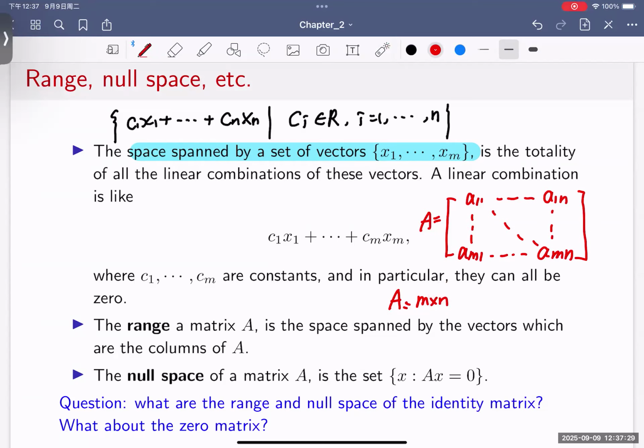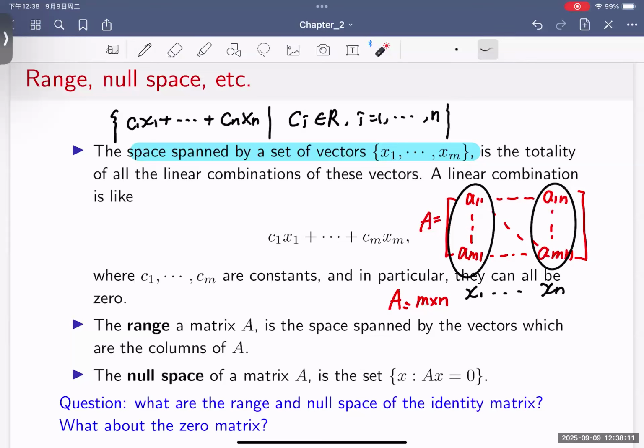N is the number of columns. So we can treat this first column as our x1, and this last column as our xn. Therefore, the range of A stands for the space spanned by x1 to xn. Because we treat a matrix as a collection of vectors, the range of A is the space spanned by its column vectors.